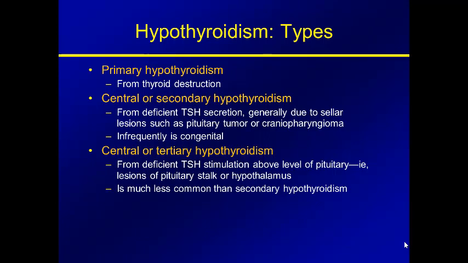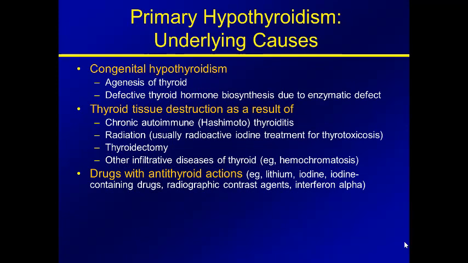So primary hypothyroidism is from thyroid destruction; central or secondary hypothyroidism is from deficient TSH secretion, generally due to cellular lesions such as pituitary tumor or craniopharyngioma that cause pressure, and destruction of the normal viable pituitary tissue, and frequently congenital. Central or tertiary hypothyroidism is from deficient TSH stimulation above the level of the pituitary, a lesion of the pituitary stalk or hypothalamus. It's much less common than secondary hypothyroidism.